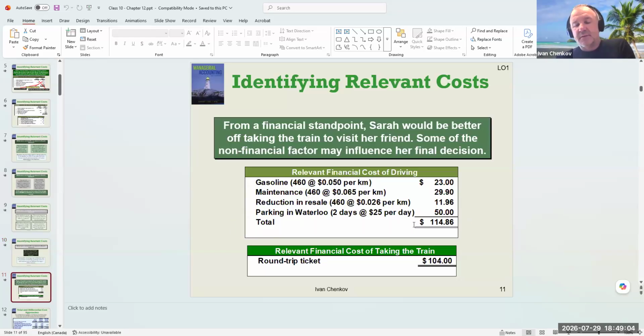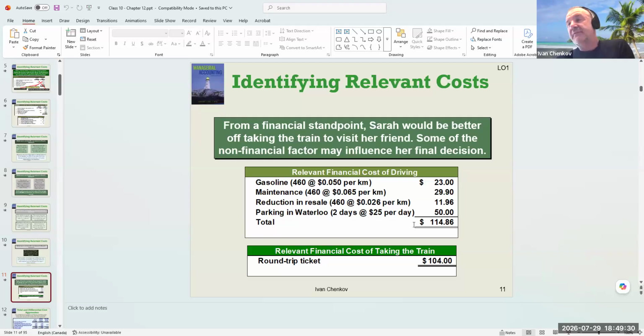So at this point, when we calculate all the costs based on the 460 kilometers that she has to drive for the round trip, going with the car is going to cost us $114.86. Taking the train, $104. So based clearly on the cost and on the cost only, the better decision will be to take the train.